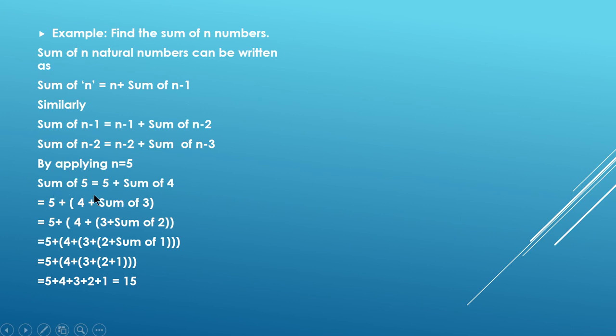That can be written as 5 plus sum of 4, right? Sum of 4 can be written as 4 plus sum of 3. Sum of 3 can be written as 3 plus sum of 2. And sum of 2 can be written as 2 plus sum of 1. So what is sum of 1? Sum of 1 is nothing but 1.